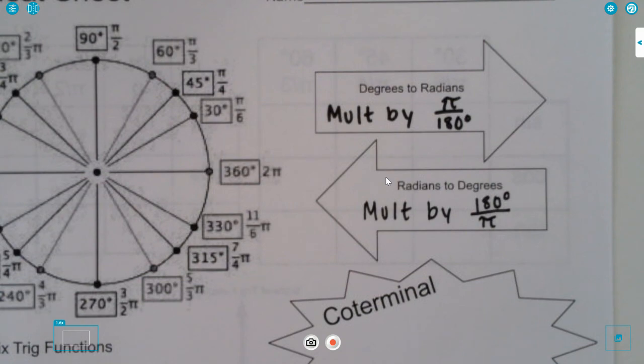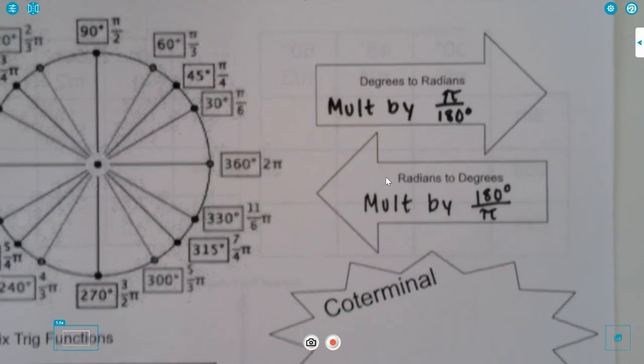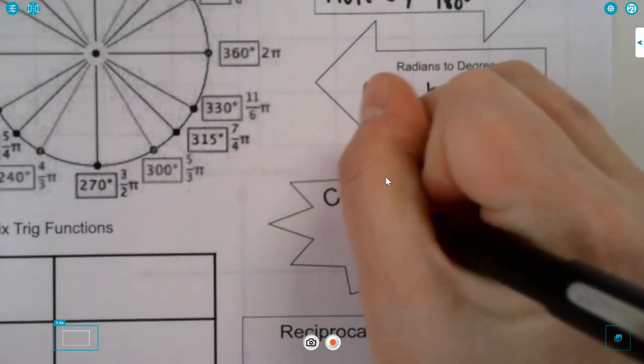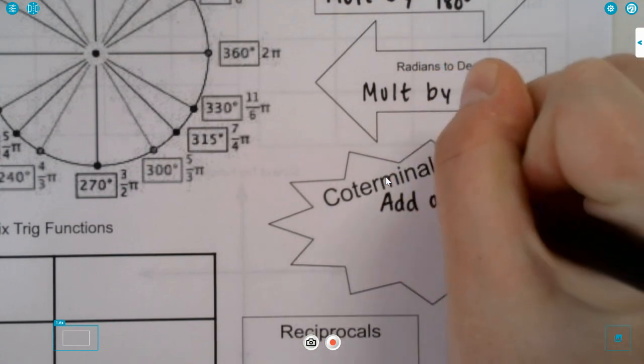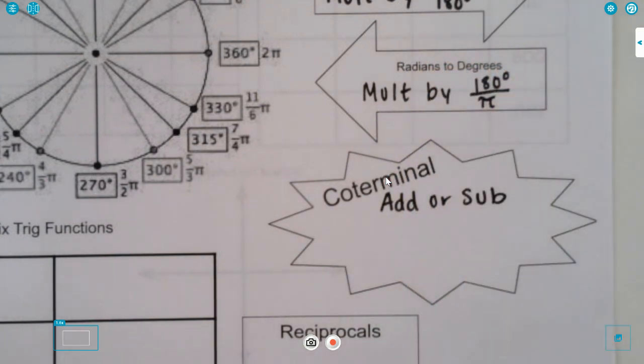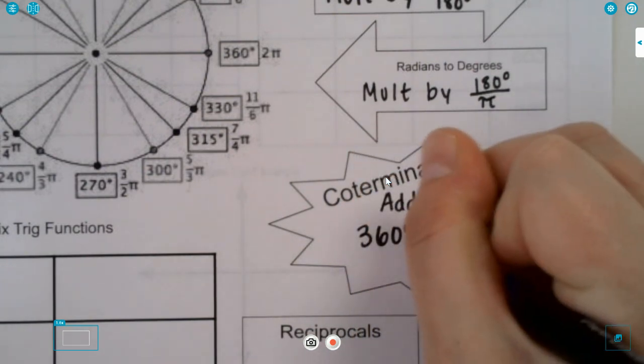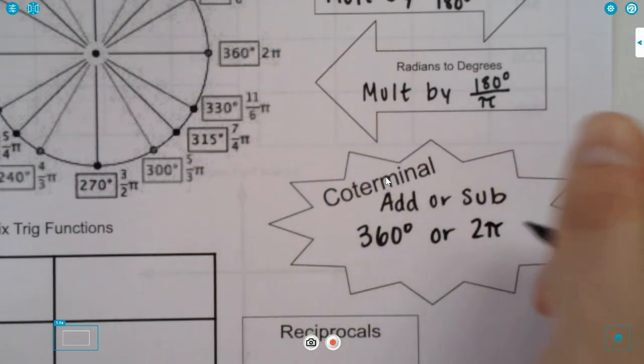Next thing that we need to know. Coterminal. Co means same. Terminal means ending. My patience for Kyler and Lucas is coterminal. It is ending at the same time. In order to find a coterminal angle, you want to add or subtract either 360 degrees if you're in degrees or 2 pi if you're in radians.